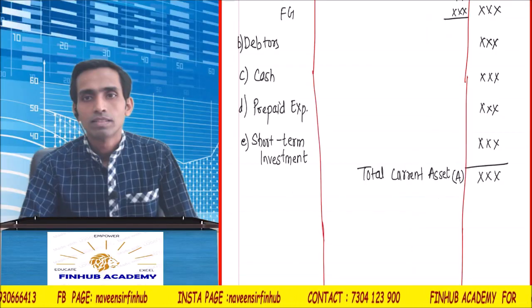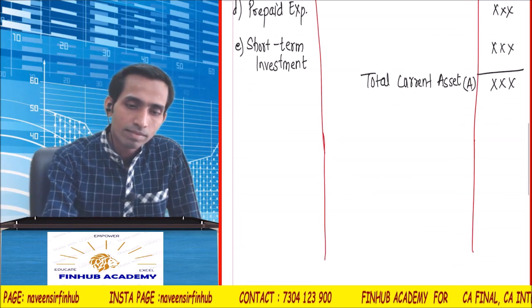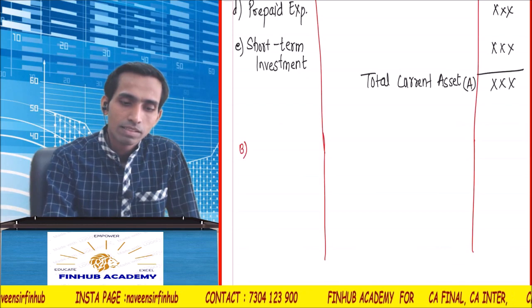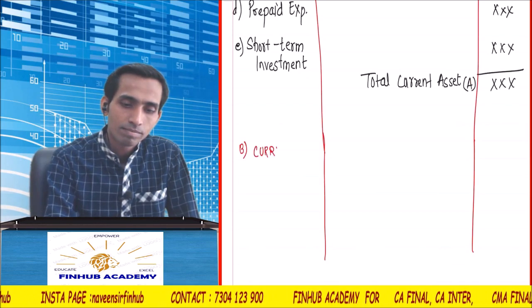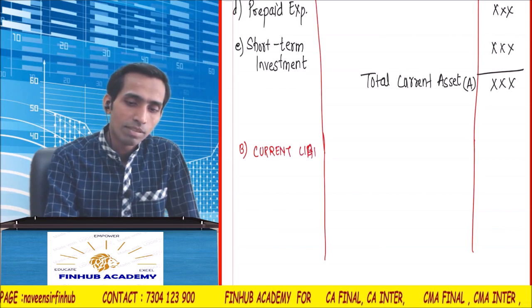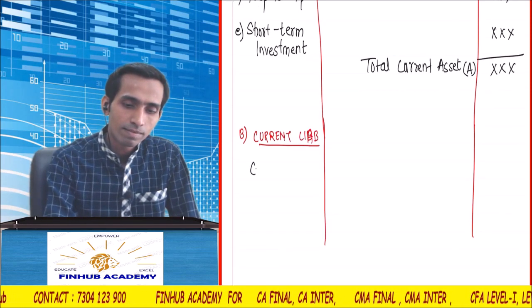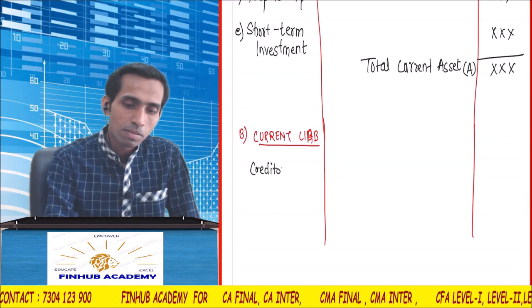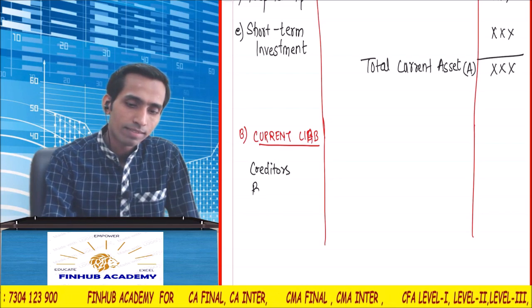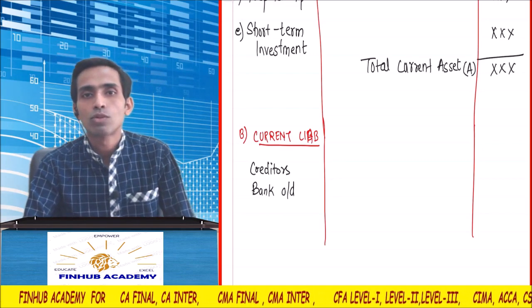Okay, then next, write the heading current liabilities. B, current liabilities. In that, creditors, bank overdraft. Everybody knows what is bank overdraft.